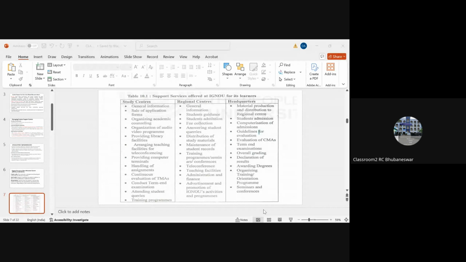The material you receive, that will be the material production, is done by the headquarter, then it distributes to students and all the regional centers for distribution among the students.